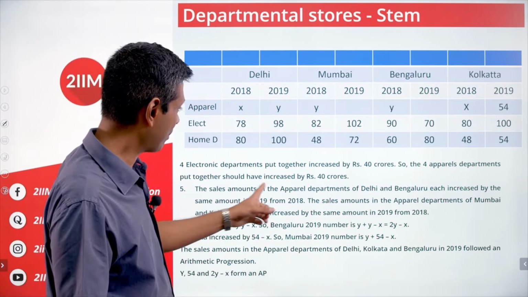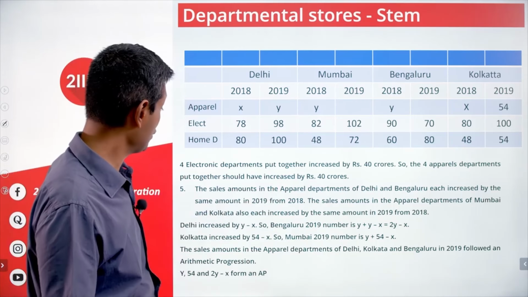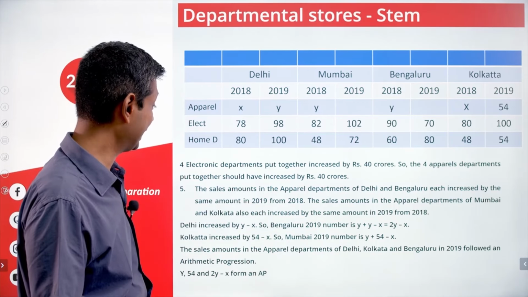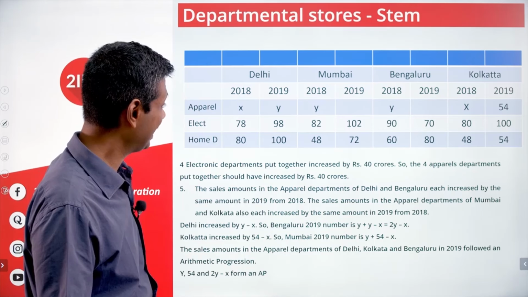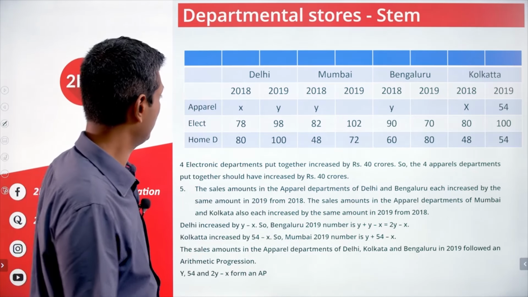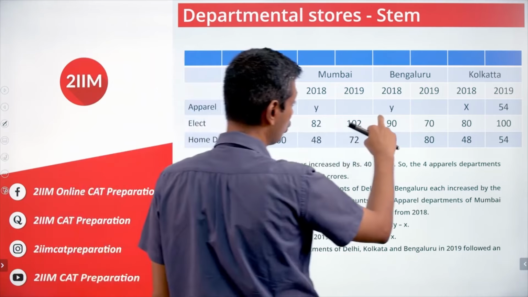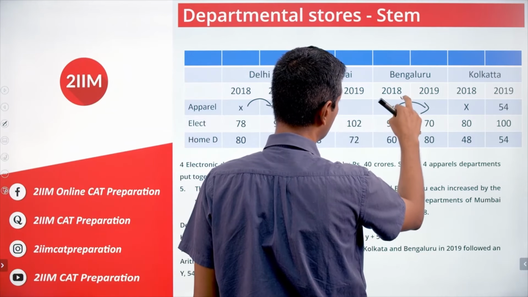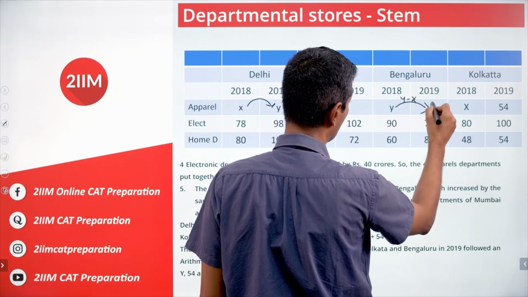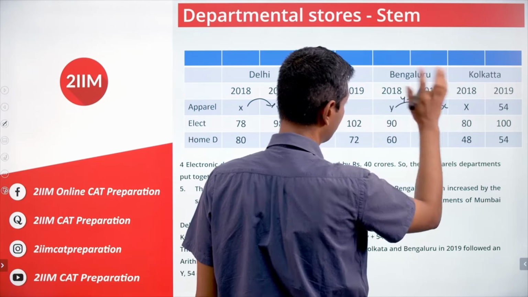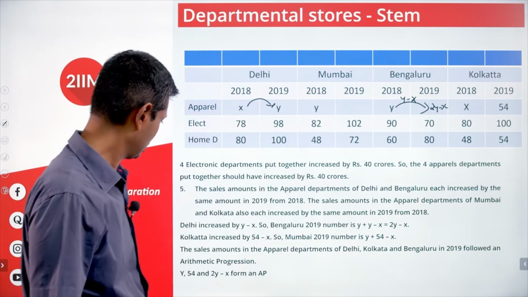The sales amounts in apparel departments of Delhi and Bengaluru each increased by the same amount in 2019 from 18. Delhi and Bengaluru increased by the same thing. This goes from X to Y. The increase of Y minus X. It should go from Y to something increasing by Y minus X. Or this becomes 2Y minus X. Lovely.